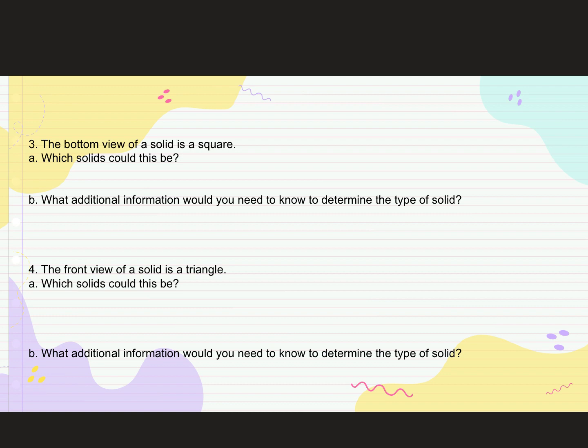So we can say that this is a square pyramid, a square prism, or cube. All right. What additional information would you need to determine the type of solid? And again, we've gotten a view from the top, but we would need to know a side view. So the additional information would be a side view.